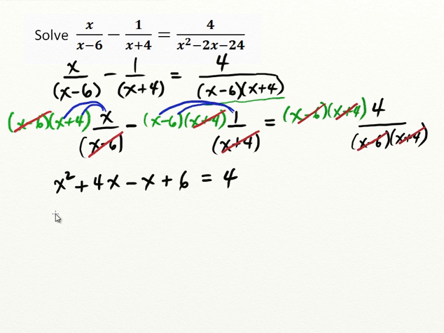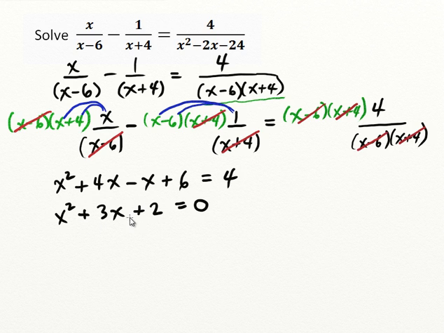So we'll keep everything on the left here. We'll have x squared. We'll combine some like terms. So 4x minus x is positive 3x. And then if we have positive 6, when this 4 moves over to the left, it will become negative, and that will mean we'll have positive 2, and then nothing remaining on the right side equals 0. Okay, so here we've got our trinomial.